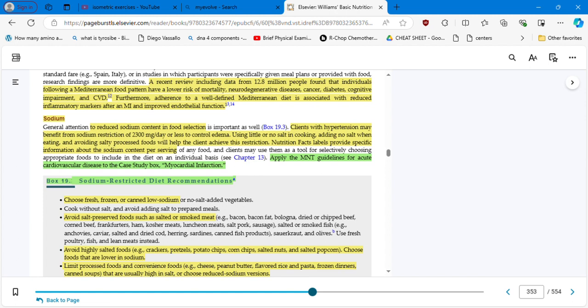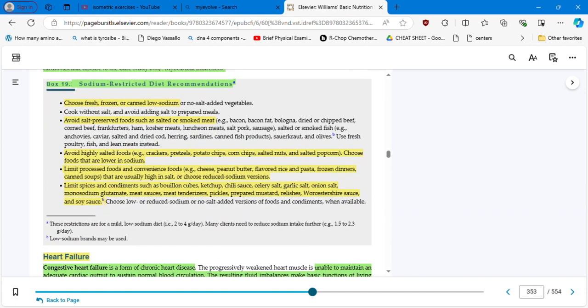And we are going to use the MNT guidelines for acute cardiovascular disease in the case study box, myocardial infarction, that's part of your homework. Sodium restricted diet recommendations, you have to go through these to get the knowledge of specific recommendations. For example, avoid highly salted crackers, pretzels, potato chips, corn chips, salted nuts, and salted popcorn. Dr. Matalana, but you said that nuts are good. Yes, but get unsalted, okay?